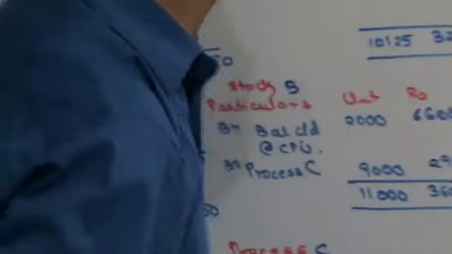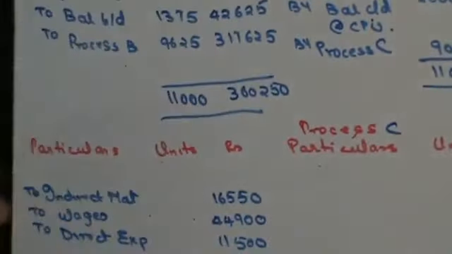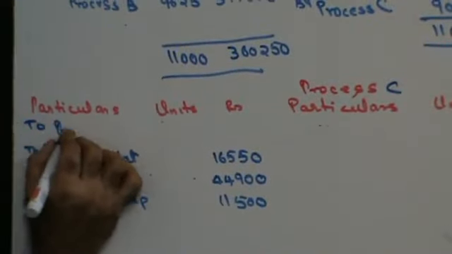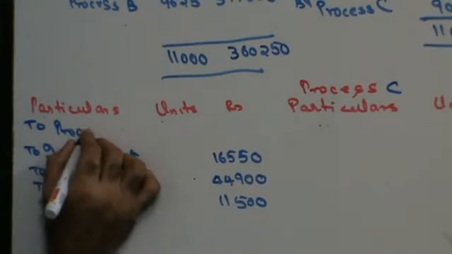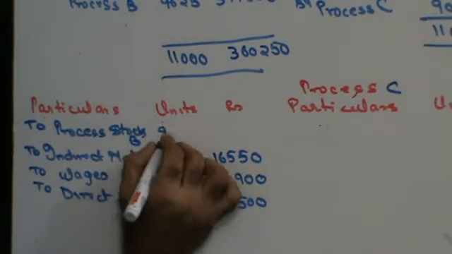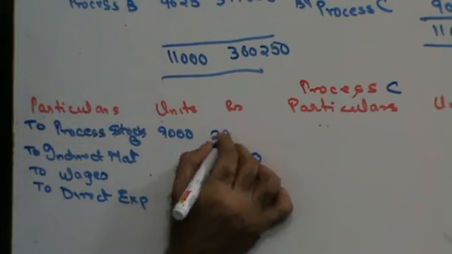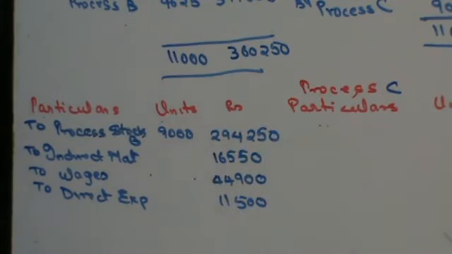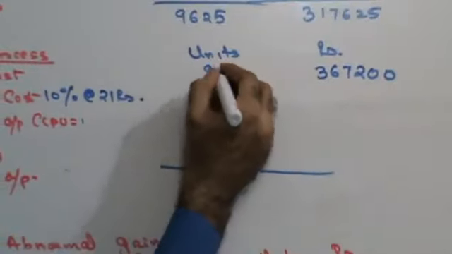Right? Bring this down here. If you bring this down, this is going to be to process stock B is 9,000 units and 2,94,250. Right? Now if I add this, 2,94,250 plus 16,550 plus 49,900 plus 11,500, I will get 3,67,200, and the units are 9,000 units.